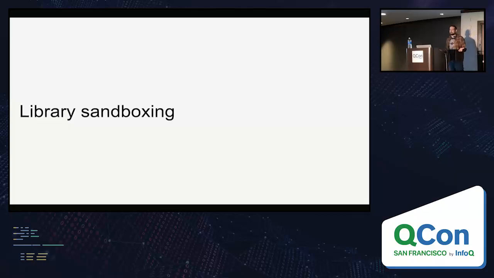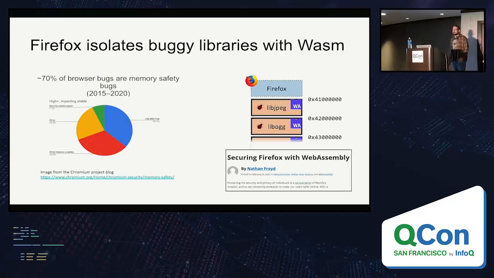So how is Wasm being used? The first example I'm going to talk about, which is not the biggest example, but it's the one that's close to my heart, because it's the stuff that we've done, is library sandboxing. Firefox uses WebAssembly to isolate buggy libraries. And this has been a close to, I think, 5-year project now, from talking to our friends at Mozilla and recognizing there's this problem.